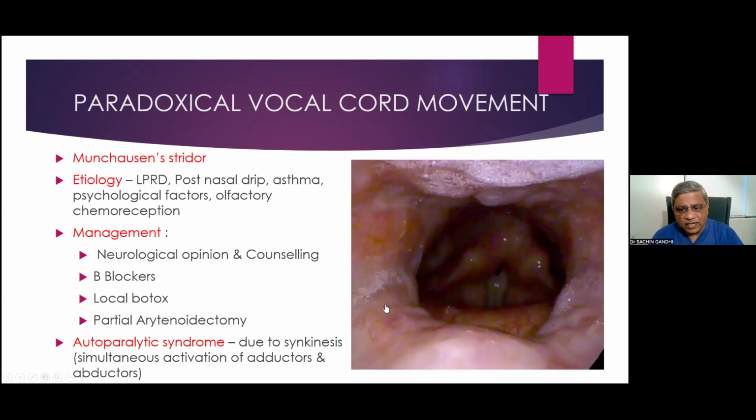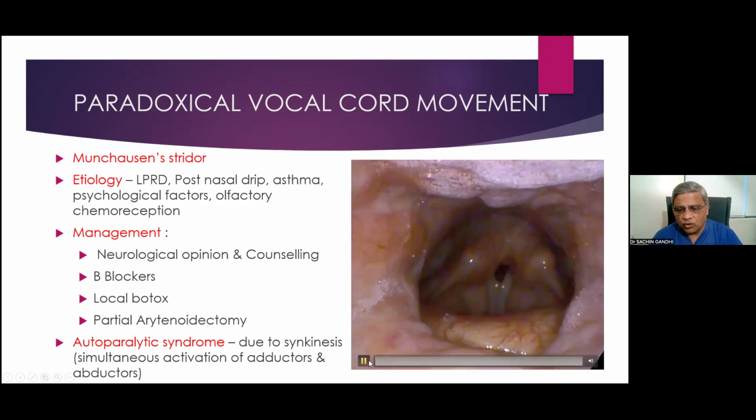There are patients, especially young children who are staying in hostels. So they can come to the casualty with breathlessness. You put in the scope and you see bilateral immobile vocal cords. But when you check the saturation, it's near normal. So these are called paradoxical vocal cord movements. So at some times you can see the vocal cord movement.